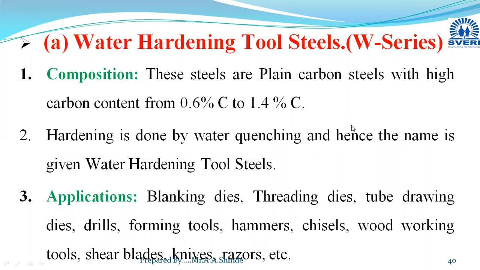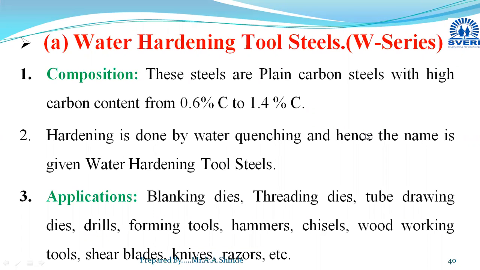So this is water hardening tool steel. Before starting its composition, properties, and applications, I will explain again that the hardening of this steel is done with the help of water quenching. Hence, these are termed as water hardening tool steels and denoted by the W series.